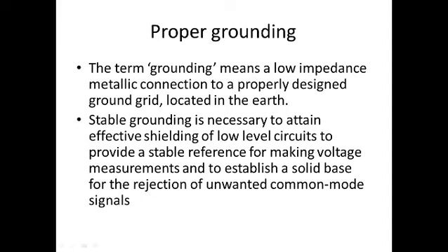What do you mean by grounding? Grounding means actually a low impedance metallic connection. What you are using there? A low impedance metallic connection is used to a properly designed ground grid located in the earth. Stable grounding is necessary to attain the effective shielding of low-level circuits, to provide a stable reference for making voltage measurements, and to establish a solid base for the rejection of unwanted common mode signals.